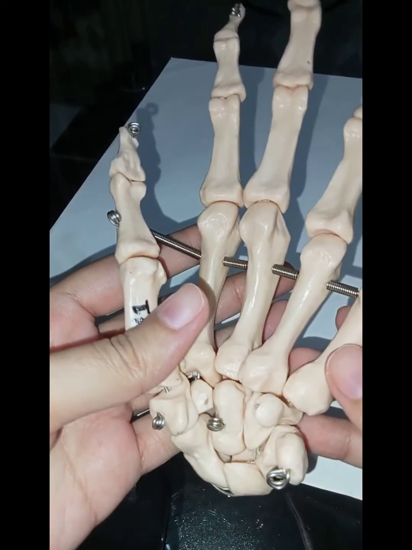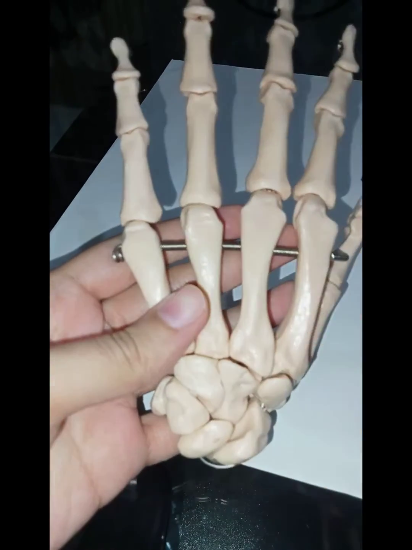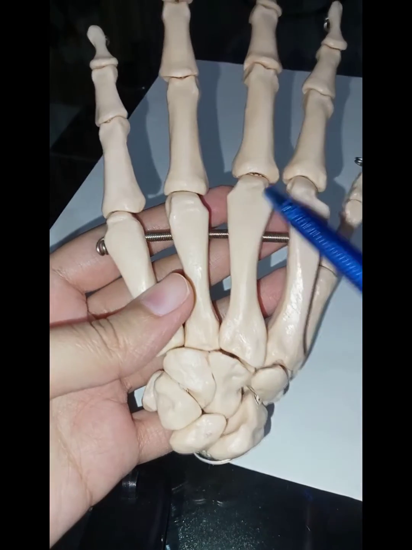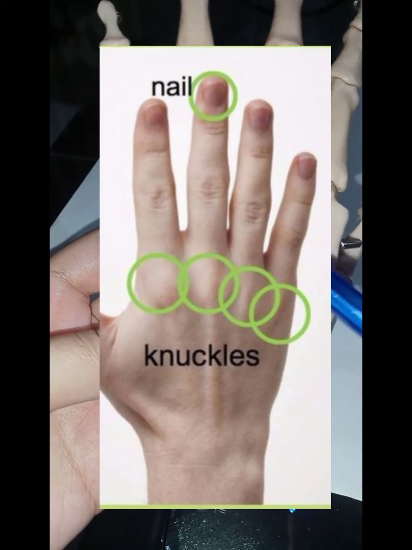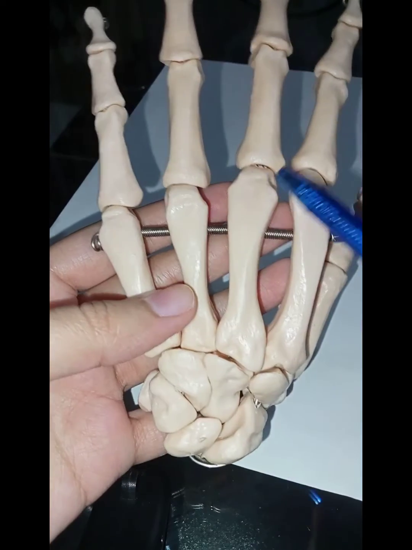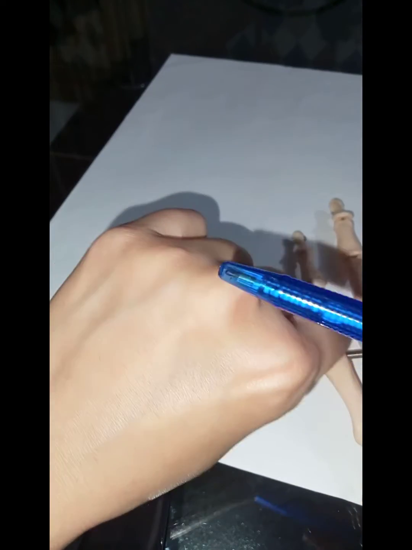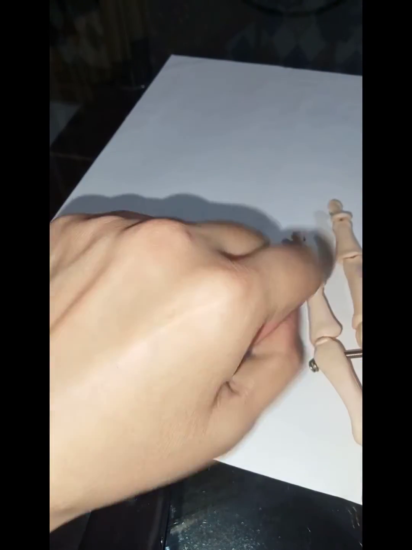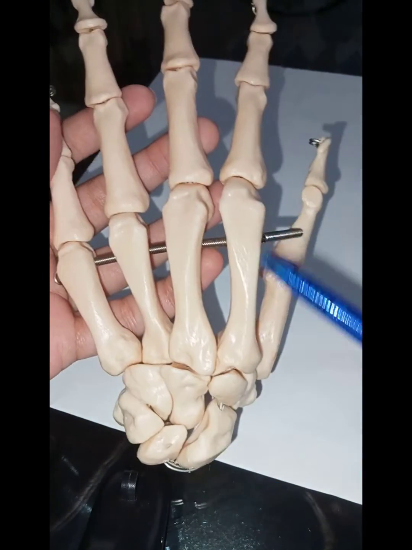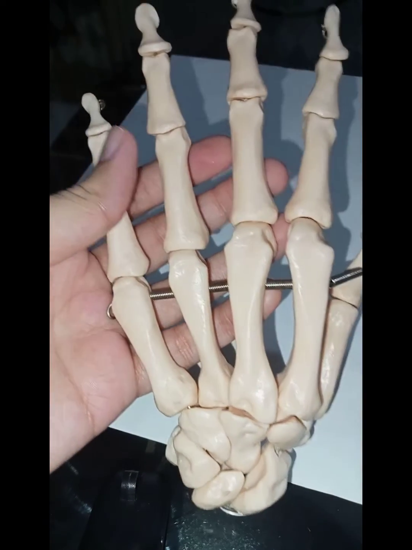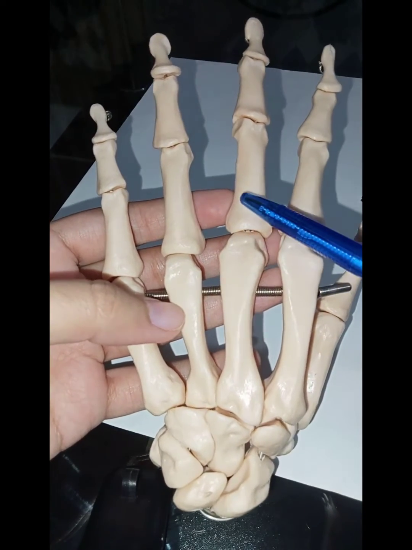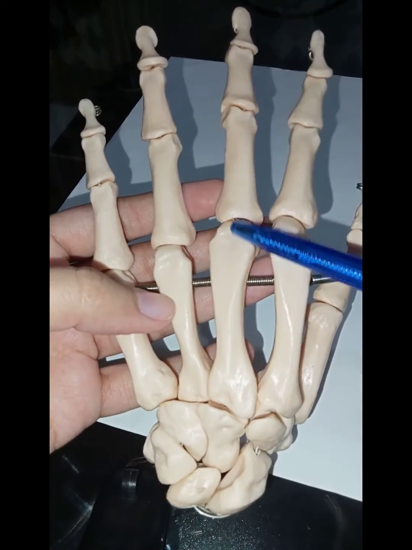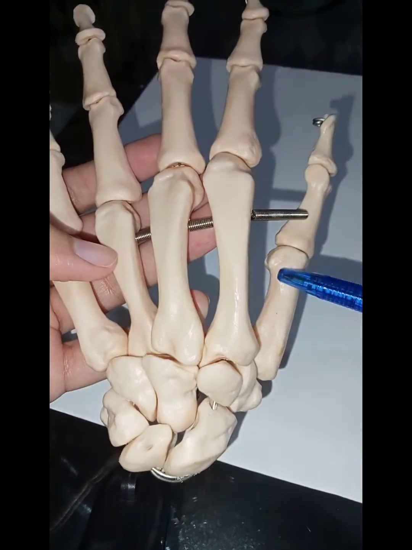Now there is an important point to be noted here. The heads of these metacarpal bones form the knuckles on the hand. You can see these are the knuckles that are formed by the head of the metacarpal bone, and the heads of these bones articulate with the phalanges.